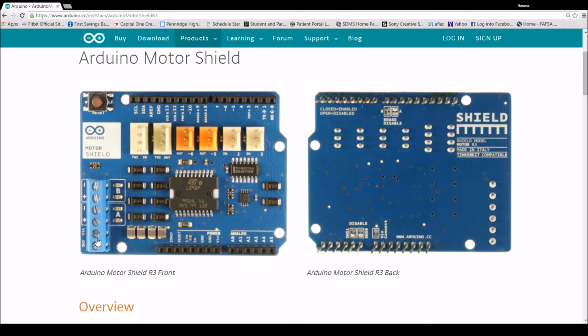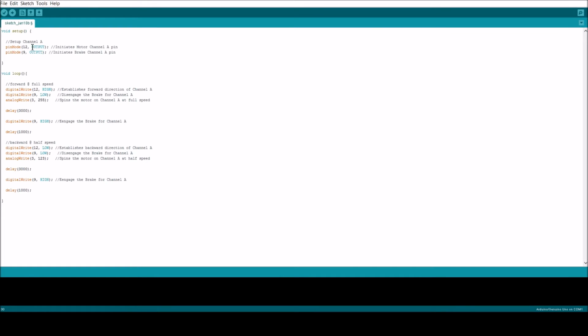In order to power the motor shield, you're going to have to put the positive, which is red, into the VIN, and the ground, which is usually black, into the ground terminal. This is a sample program for controlling motor A from channel A. It's just going to go forward at full speed, then backwards at half speed.